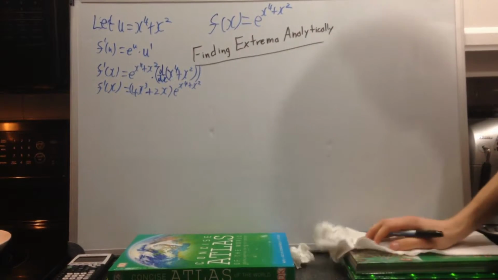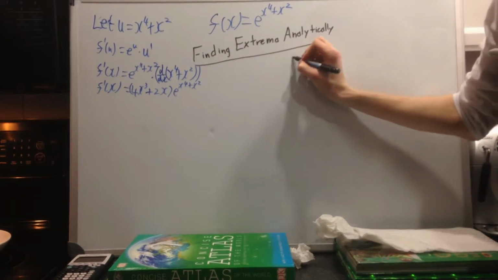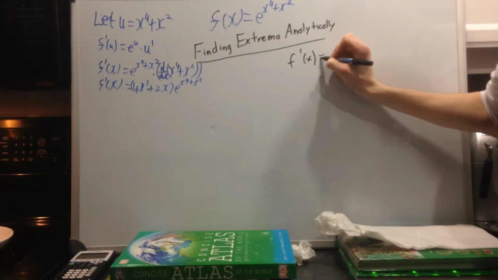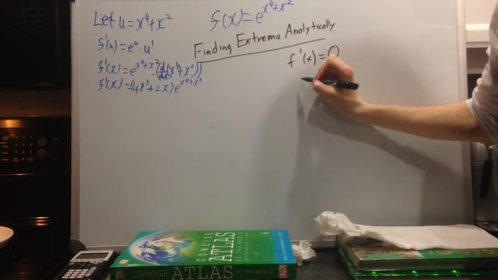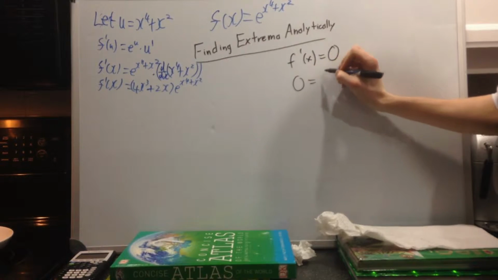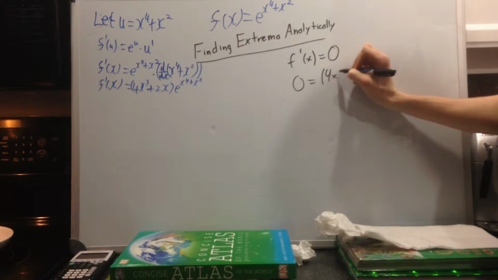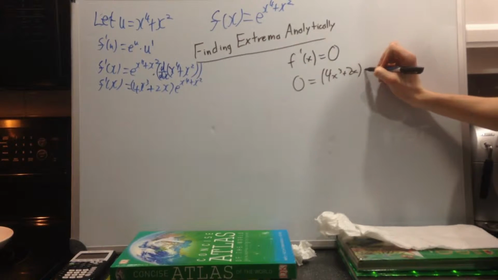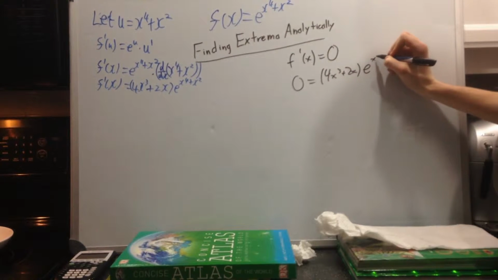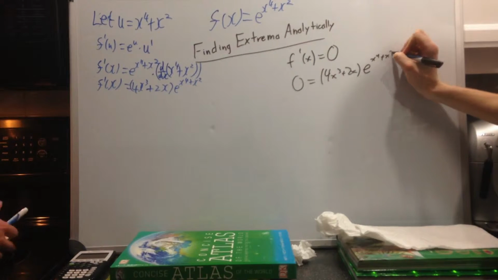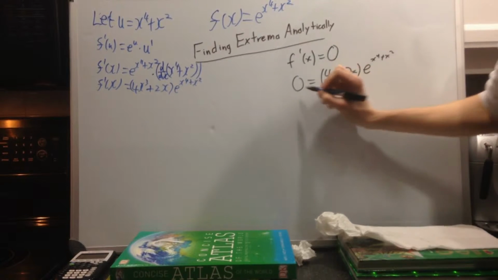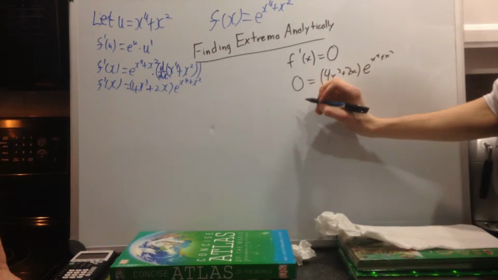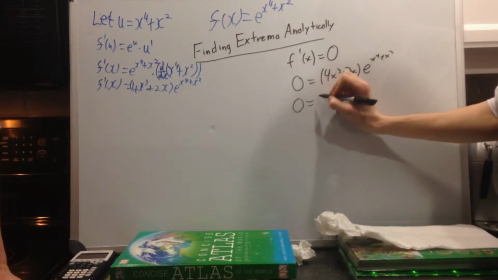Next step is finding the zero. So we will make f prime of x equal to 0. So now 0 equals 4x to the 3 plus 2x, then e to the x to the 4 plus x squared. Now we will divide over this e term, dividing 0 by this number, which gives you 0.